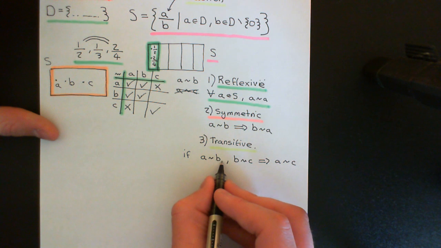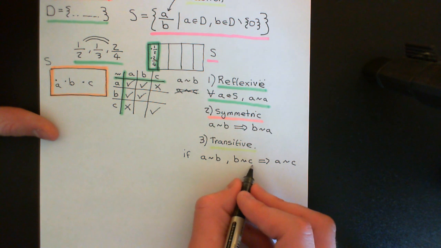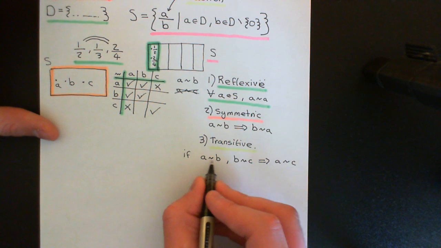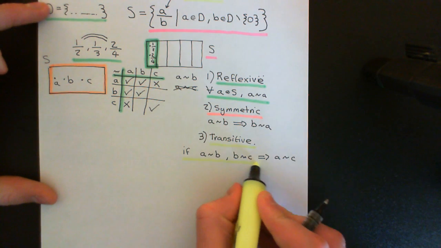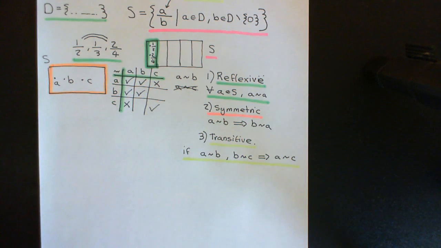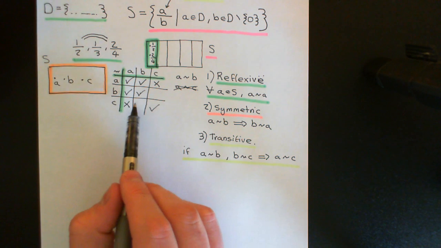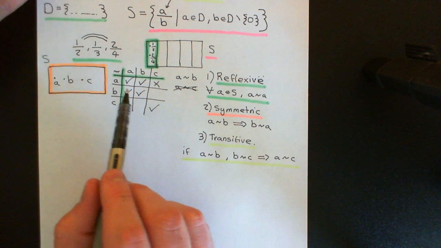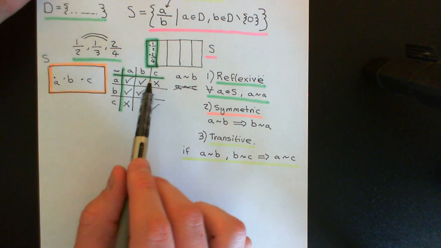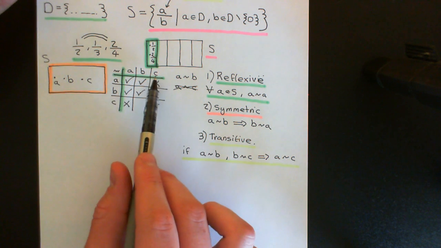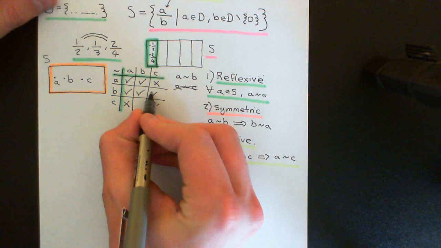Okay, so if A is related to one thing and this other thing is related to a third thing, then it must mean that the first thing is related to the third thing as well. Okay, now this is actually going to determine what we're going to have in these two entries here. Because I have said that A is related to B, but A is not related to C. So when I ask the question, is B related to C, the answer must be no.